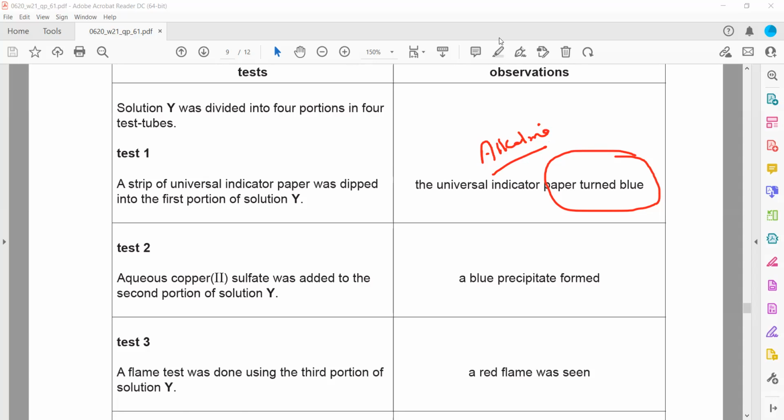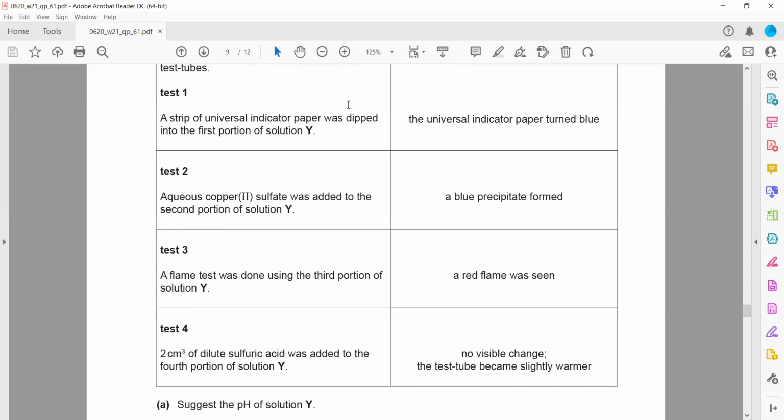Test 2, done on solution Y: aqueous copper(II) sulfate was added. This gives an idea that solution Y is a base. When a base is added to a copper(II) salt, a salt which contains copper(II) ion, we observe a blue precipitate. So when aqueous copper(II) sulfate was added to the second portion of solution Y, a blue precipitate formed. Then a flame test was done using a third portion, and we observe a red flame. The red flame gives an idea that lithium is there.